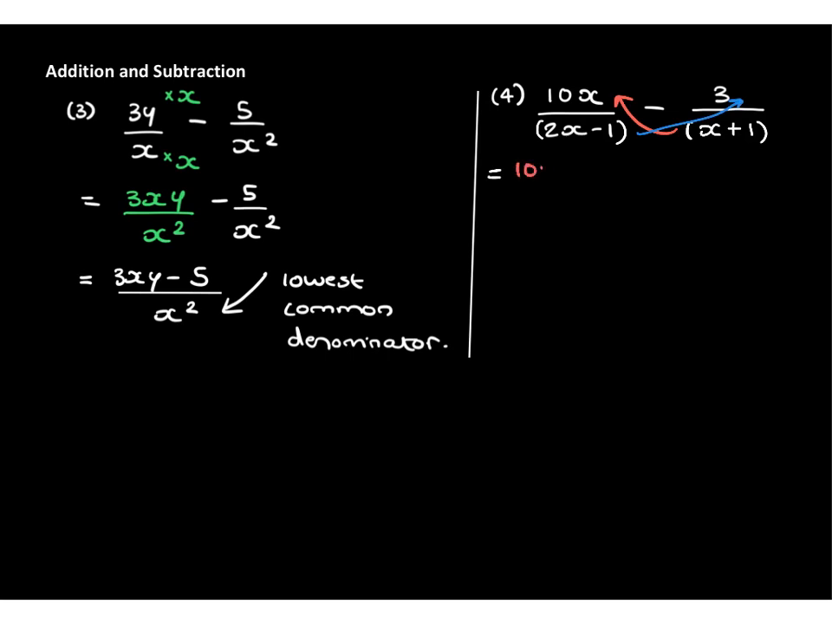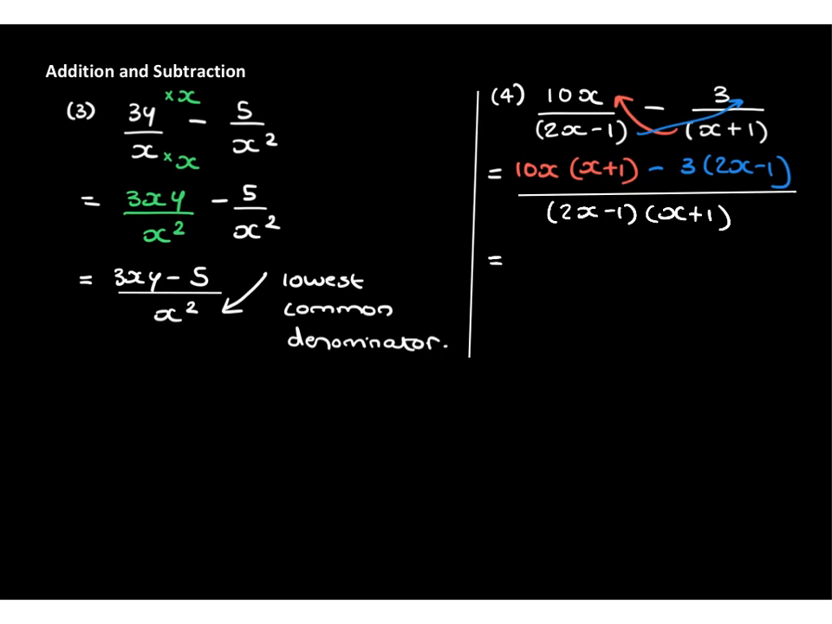So this gives me 10x multiplied by x plus 1 minus 3 bracket 2x minus 1. Please make sure you keep all of the brackets in place carefully, especially when a subtraction is involved and negatives are in view. Here's our denominator, and now we're going to simplify the numerator carefully, which will give us 10x squared plus 4x plus 3, and this is over a denominator of 2x minus 1, x plus 1.